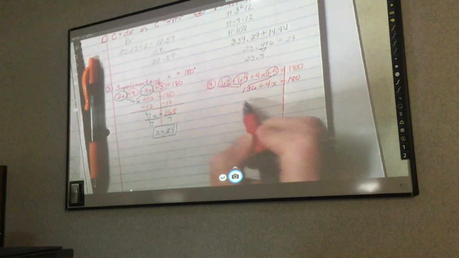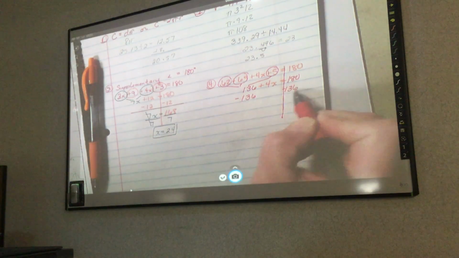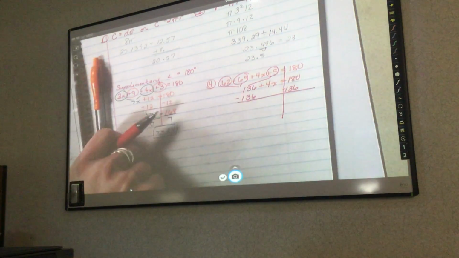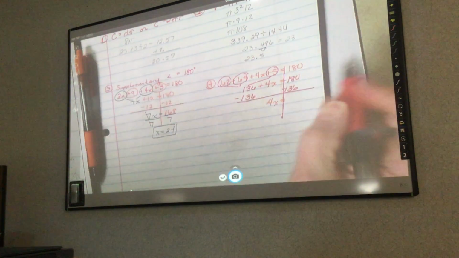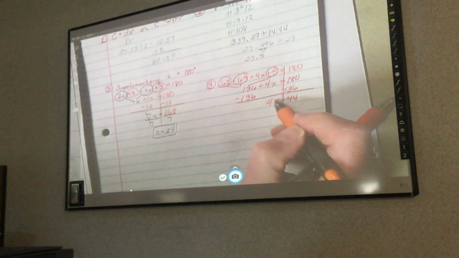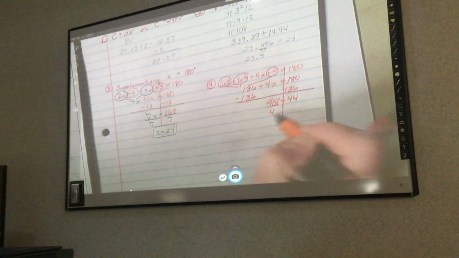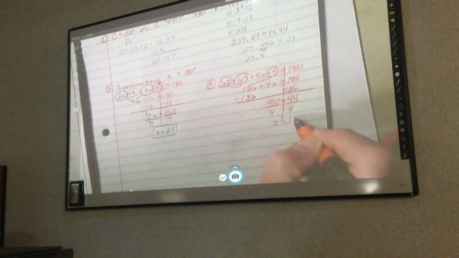Draw my line, subtract 136 from both sides. So I'm left with 4x equals 44. Then I'm going to divide by 4 on both sides. X equals 11.